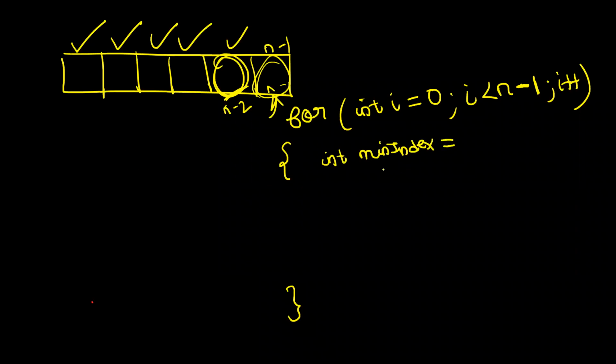Can anybody help me? If you understand the logic, you will be able to tell me. Correct Kundan, correct Death Note. Change the name next time, okay? So min index equal to i.